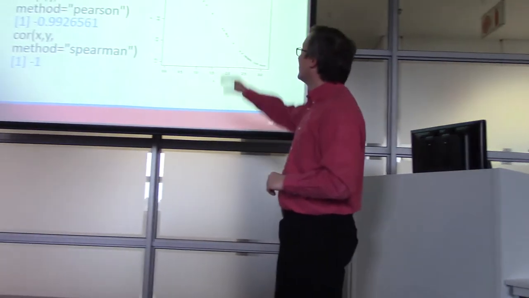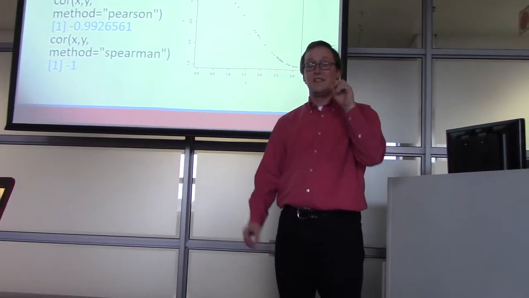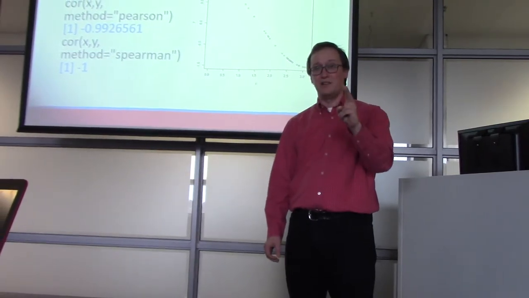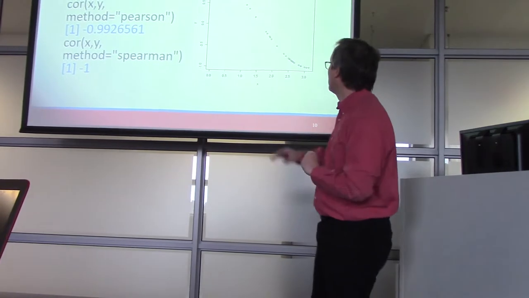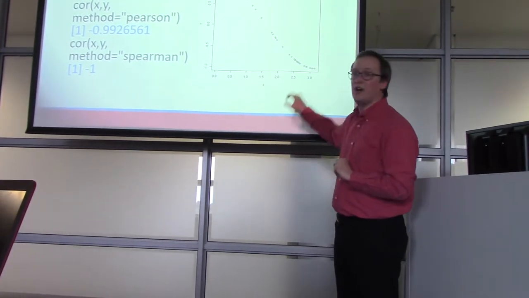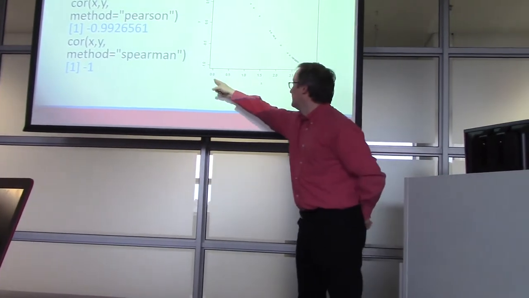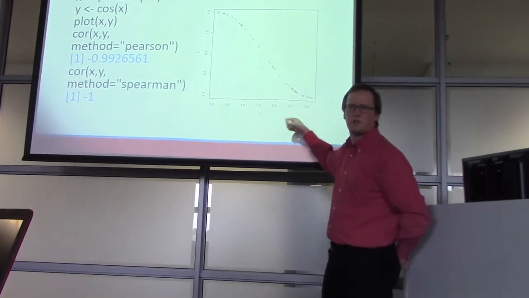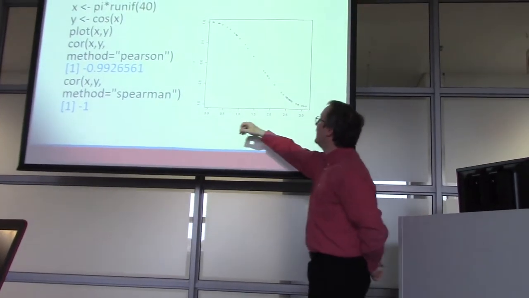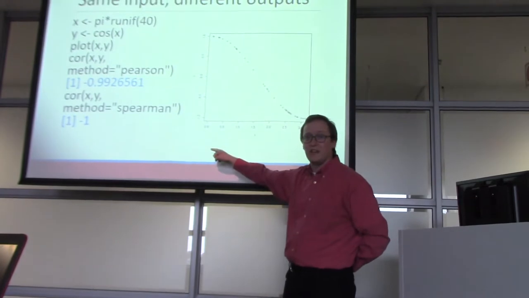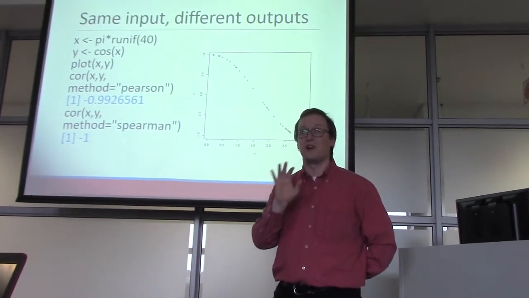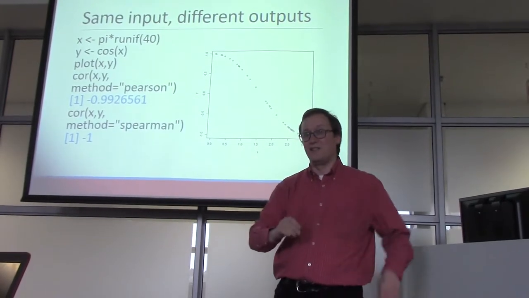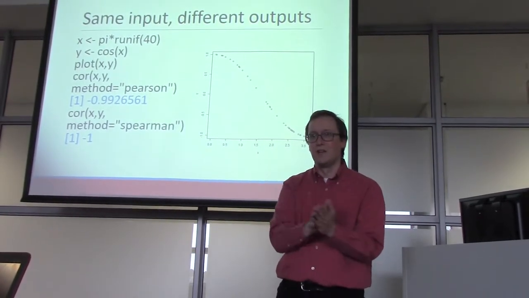So I wanted to point out that these two measures of correlation give very different appreciations of the same values. Here, I am using a cosine function. x ranges from 0 to pi in this case, and then the y value is the cosine of x. Clearly, these two values are related to each other. In fact, they're an exact function of each other.